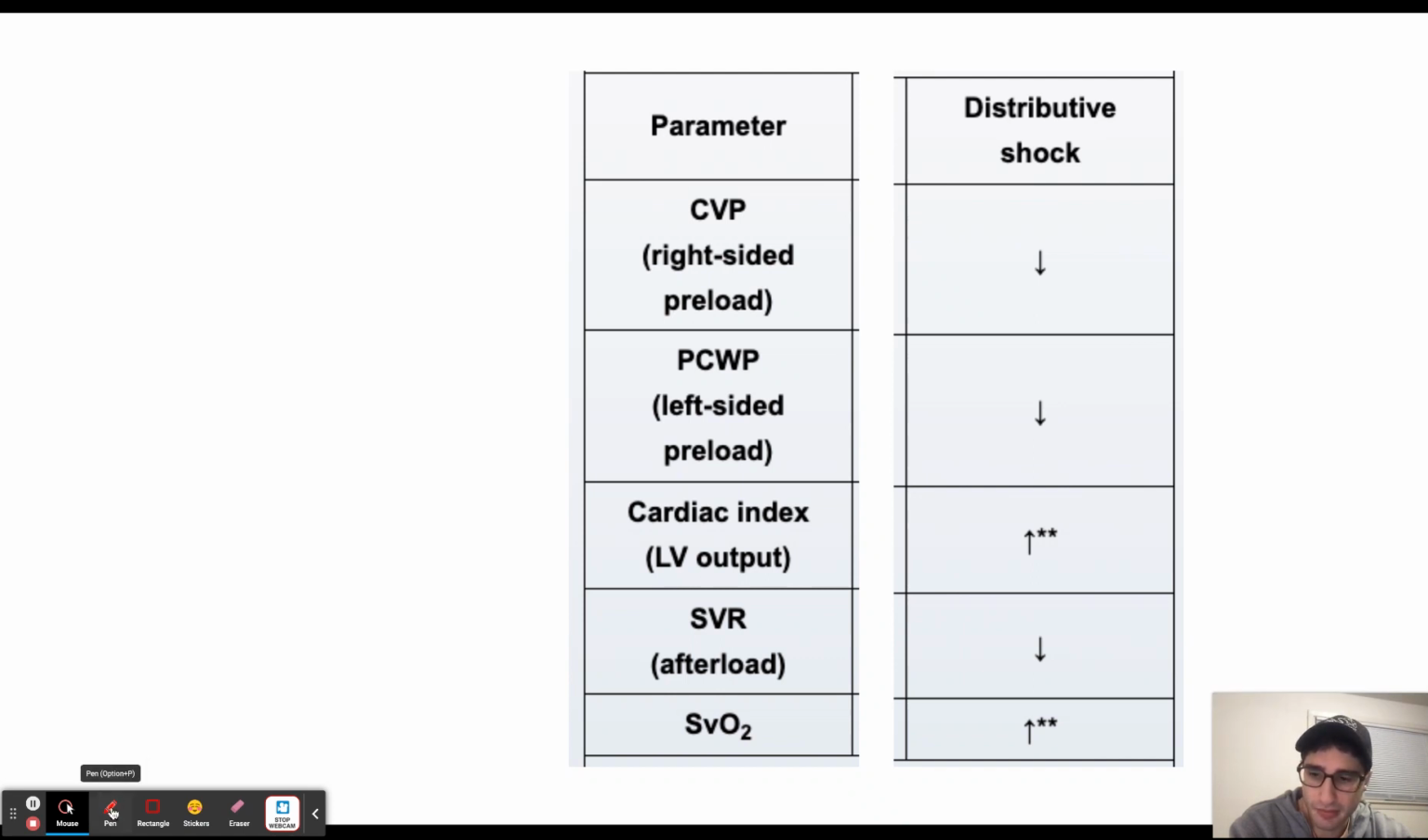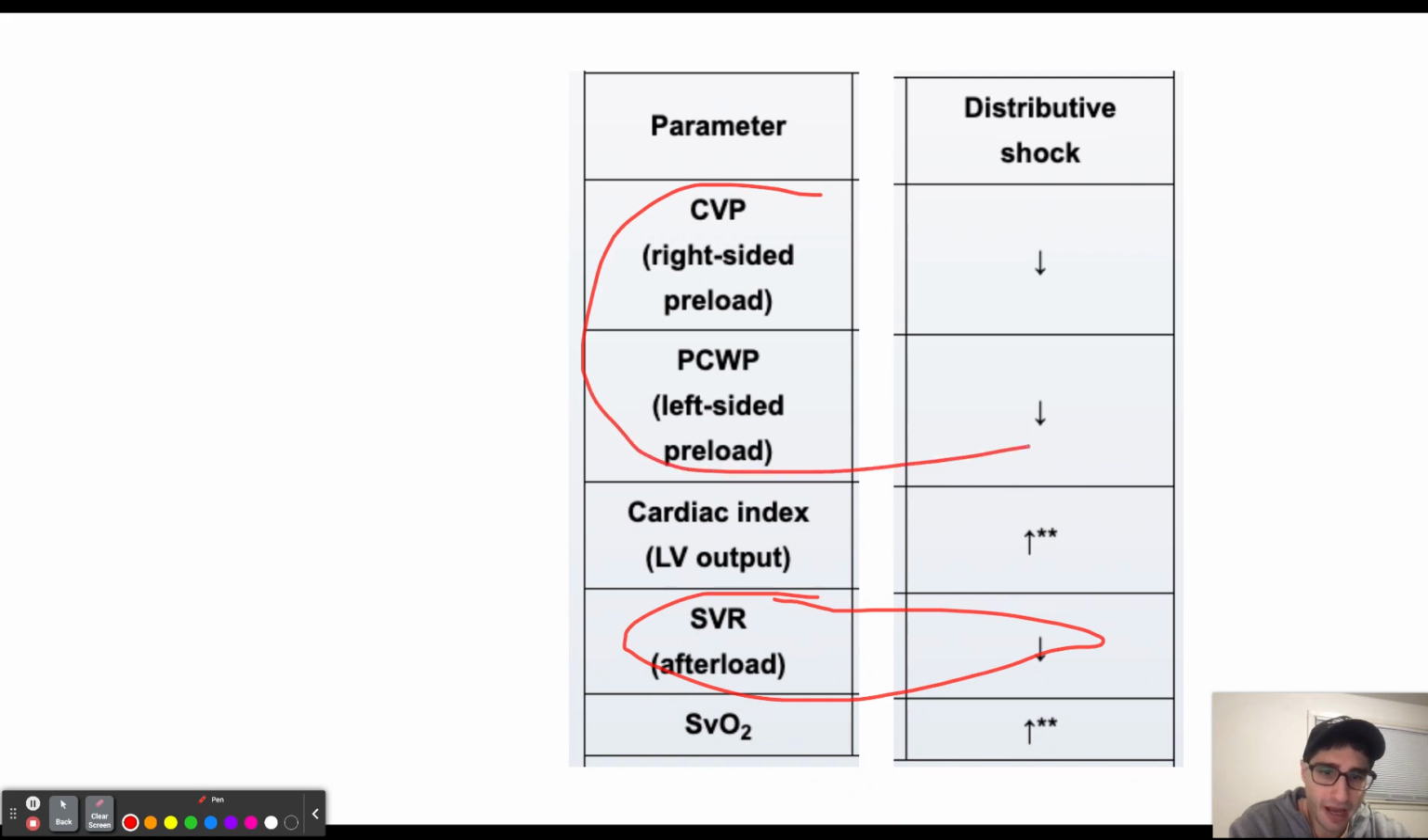Now the primary problem is going to be due to widespread vasodilation that is going to occur. This vasodilation is going to decrease systemic vascular resistance, as we see over here. Now, blood is going to then pool within the venules and it's not going to return to the heart. As a result, central venous pressure and pulmonary capillary wedge pressure are also going to decrease.